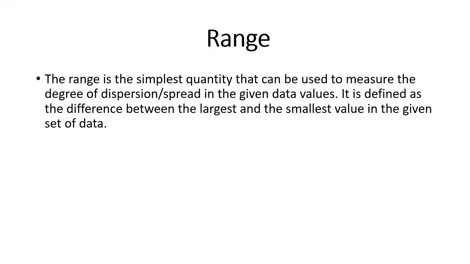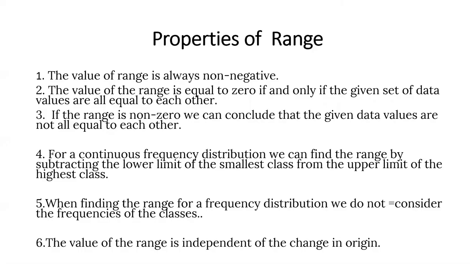The range is the simplest quantity that can be used to measure the degree of dispersion, the spread, in the given data values. It is defined as the difference between the largest and the smallest value in the given data set. Whatever the difference is between the largest value and the smallest value, it is termed as range. Then we have some properties of range. Let's understand one by one. The value of range is always non-negative. Range cannot be negative. It will always be positive.